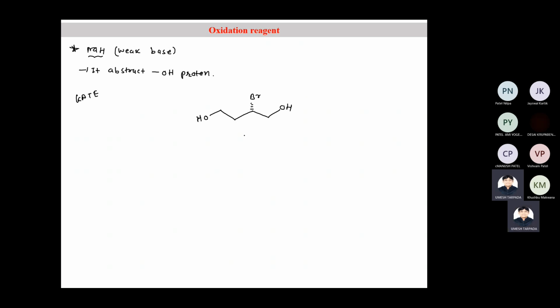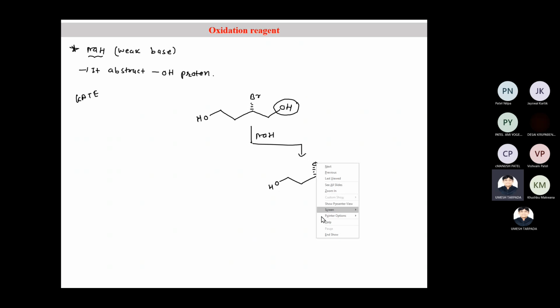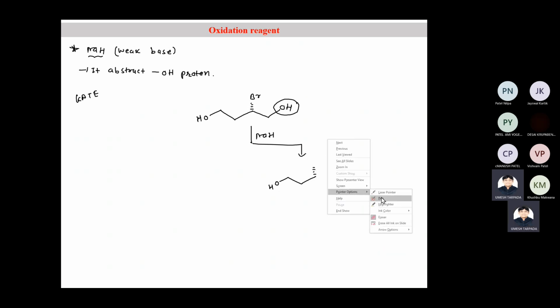You can see two choices. If you have NaH as the base, then it may abstract this proton. So you are getting this product. You have to find the major product. This question was already asked in GATE exam.